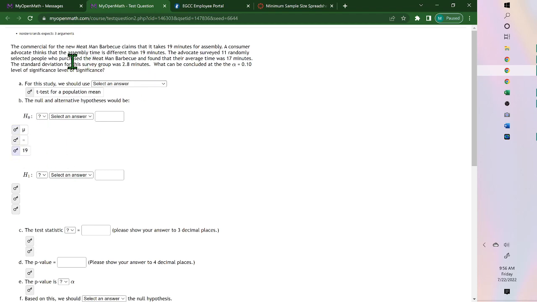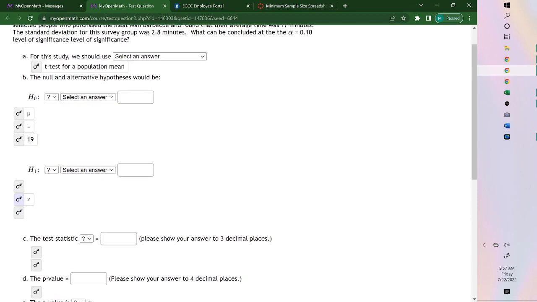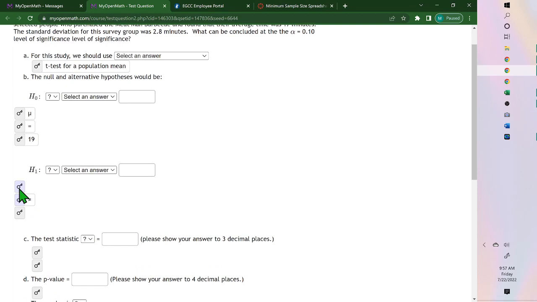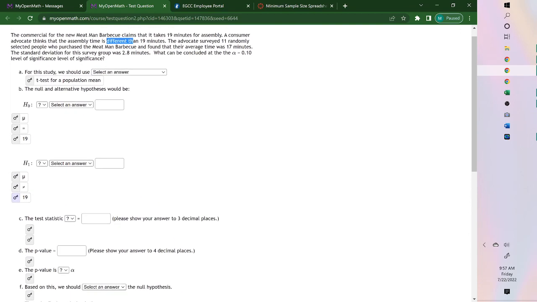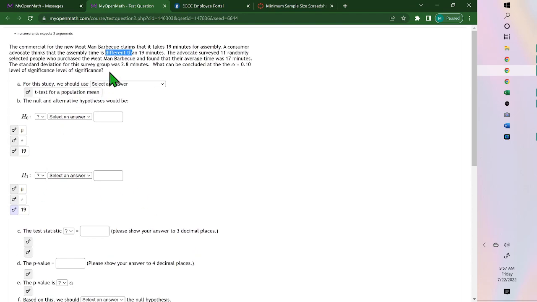Now they feel it's different than 19, which means it could be greater or less. So it will be not equal to. That is a not equal to sign. It looks kind of small, but there we go. And this stays the same, mu and 19. If this would have said greater than, then it'd be a greater than. If it said less than, it'd be less than. But different or not equal to is a not equal.